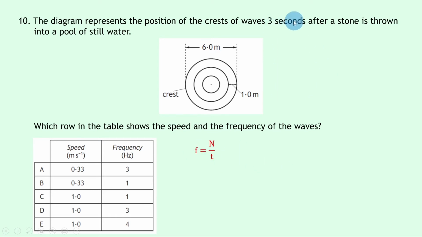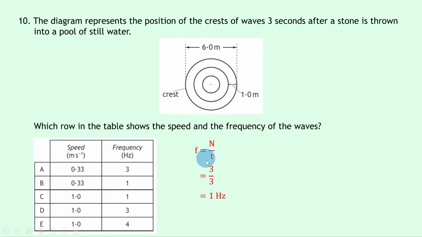So we've got a time of 3 seconds, and we've got the number of waves here being 1, 2, 3 waves in this time. Because remember, these circles represent the crest of a wave. So if I'm going from the middle to the crest here, that's one wave. If I'm going from the crest to crest here, that's another wave. And going from here to here, that's another wave. So that's 3 waves in 3 seconds. So I have 3 divided by 3, which gives me 1 hertz. So that means my answer is going to be B or C here.